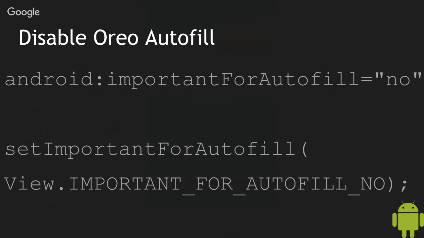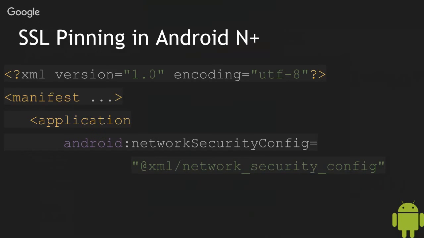So there is a way to disable that. You can do it in XML by setting the attribute importantForAutofill to no, or in the code. By doing that, we are just disabling the autofill for that view.